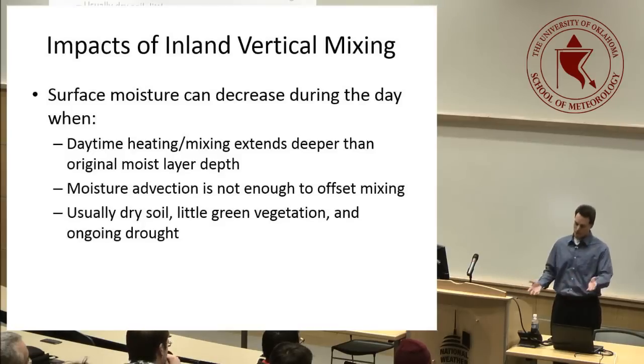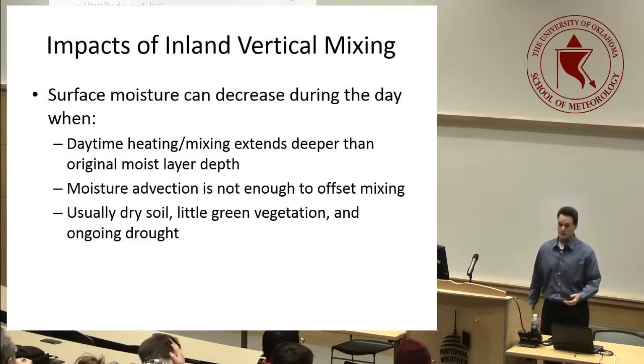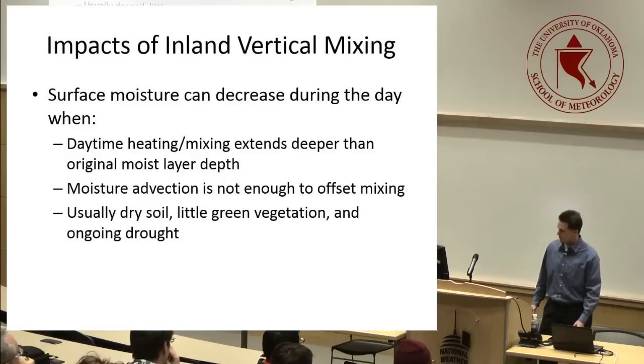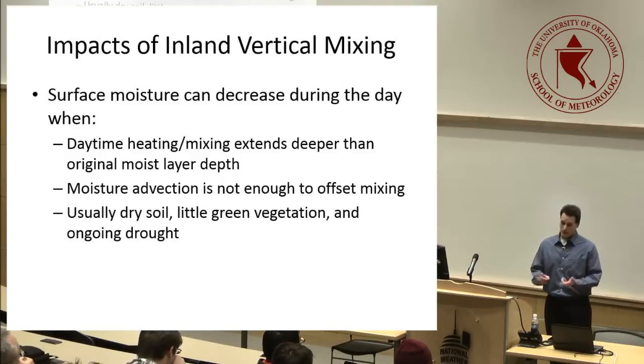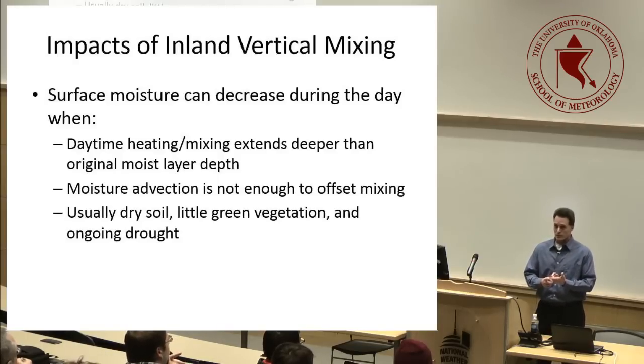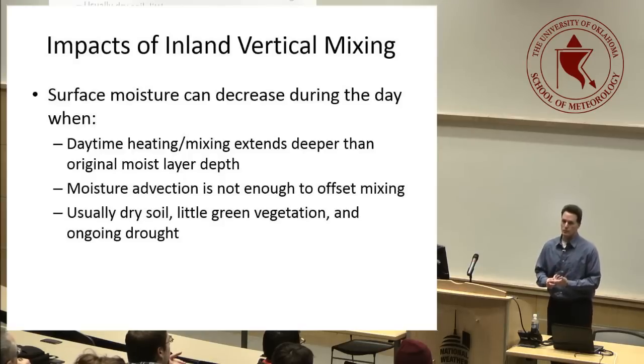Okay, we've created a moist boundary layer. We bring it into Texas, for example, if we're interested in the southern plains. What happens to that moist boundary layer as it moves inland? Well, we saw from the last session, there's all sorts of things with vertical mixing. What does it tend to do? It tends to reduce moisture.